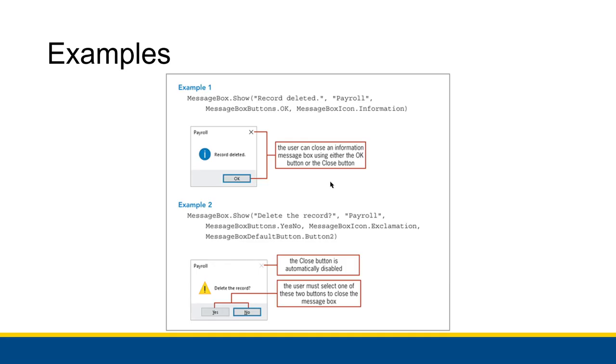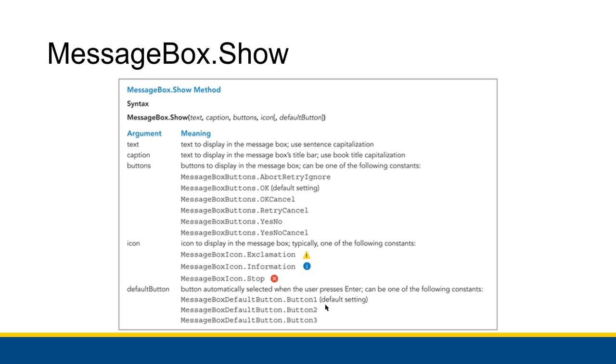Now, a couple of examples right here. You would just type something like this out in your code, so message box.show. In this case, it's record deleted is the text that actually shows up in the thing. Payroll is the caption. They chose message box buttons.okay, which means only the okay button shows up. Message box icon.information means this I thing shows up. And you'll notice the default button doesn't show up because you'll see right here, default setting. This is something called the default argument.